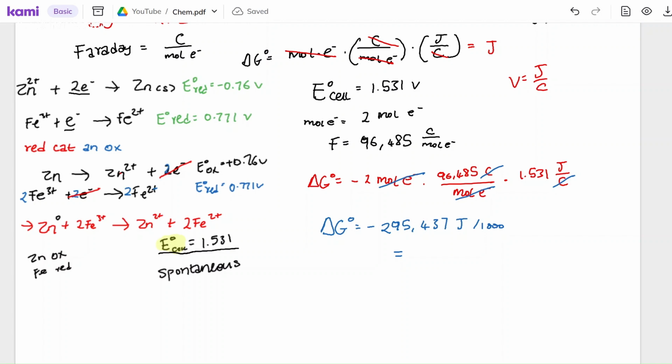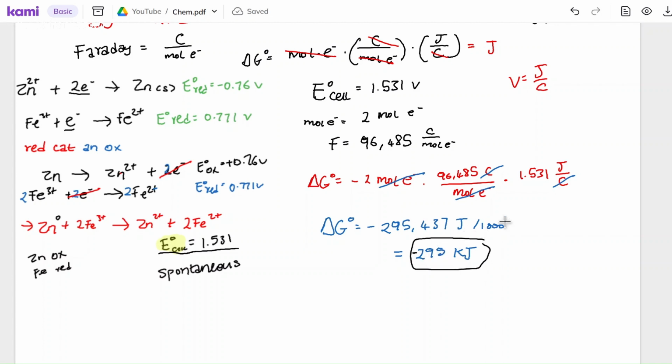And when you do that, you get 295 point. We can just ignore the point and just call it kilojoules. And that will be the Gibbs free energy. Negative. Forgot about the negative. Don't forget about the negative.